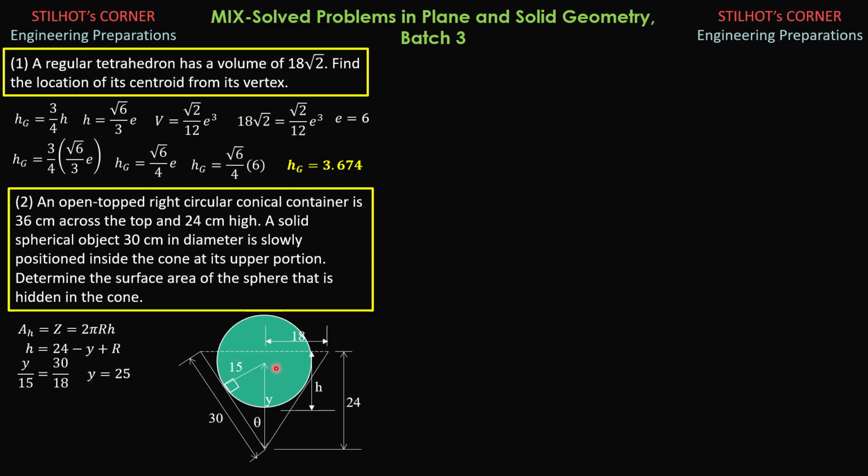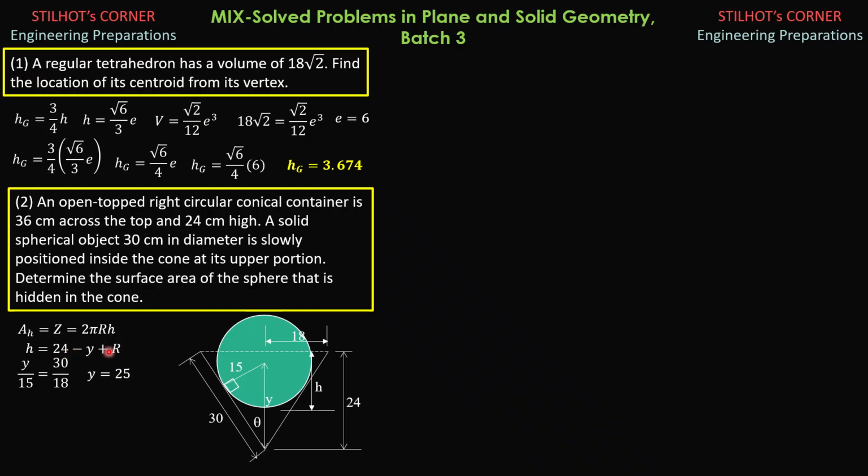So since y is 25 and is greater than 24, it means that the center of the sphere is above the top base of the cone. If it is above, then the portion of the sphere that is hidden is less than the radius. So substitute there.